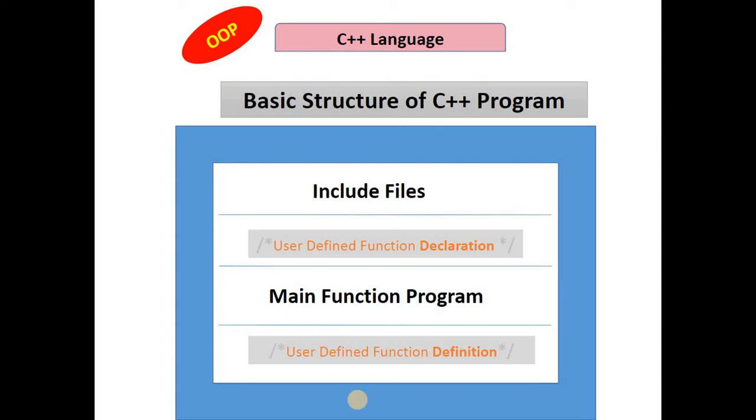A basic structure of a C++ program usually goes with the inclusion of header files, then user-defined function declaration, then the main function program and user-defined function definition. Whatever you are observing in orange color is written inside a comment. That means it is an optional part, but whatever is bold, the include files and main function program, are the compulsory part of a C++ program.